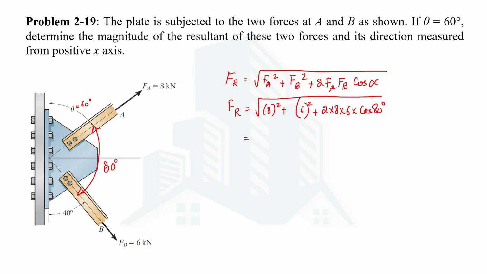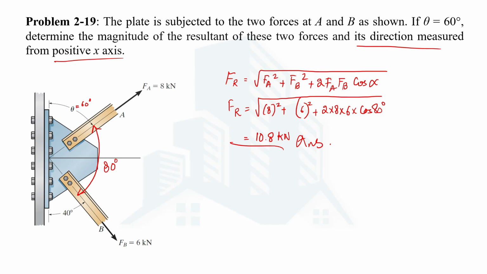So putting these values, we are going to get the resultant as 10.8 kilonewton. This is one of the answers which we were looking for. The other is its direction, which is measured from the positive x-axis. For that we are going to use the sine law.